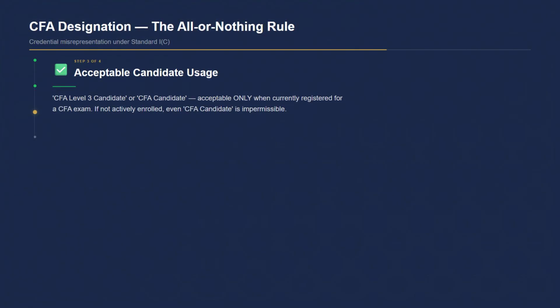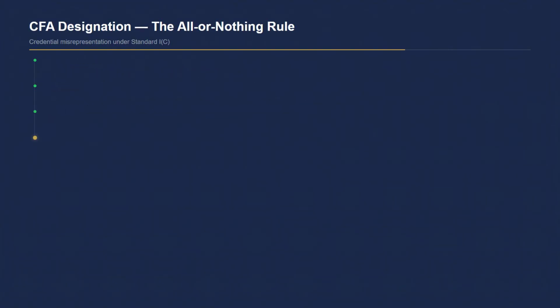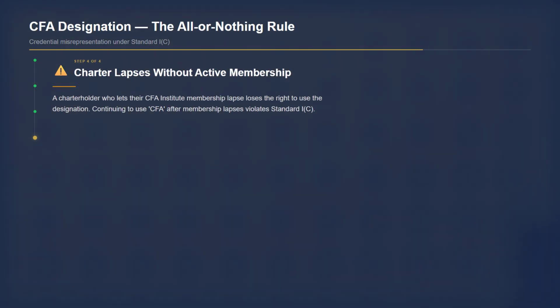Think of it like a medical degree. You cannot put MD, year 3, after your name because you've completed 3 years of medical school. Similarly, CFA, Level 2, on a business card is a violation even if factually accurate about your progress.